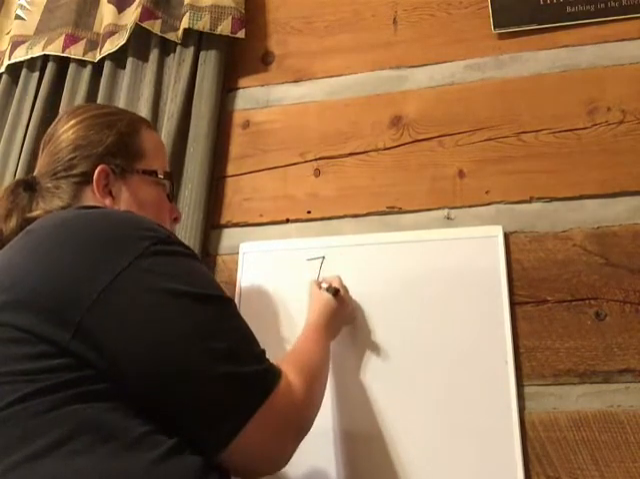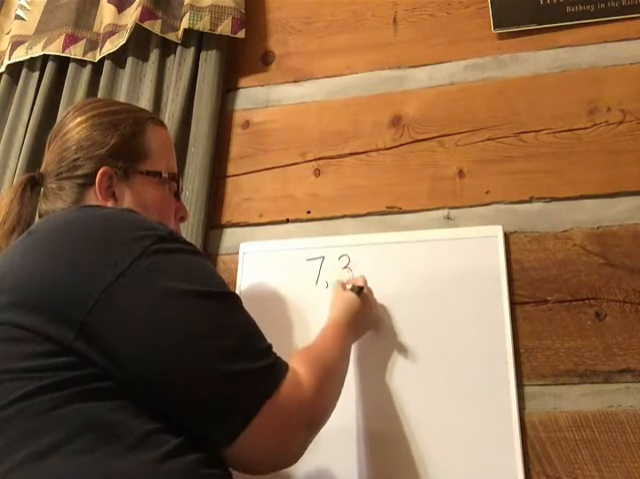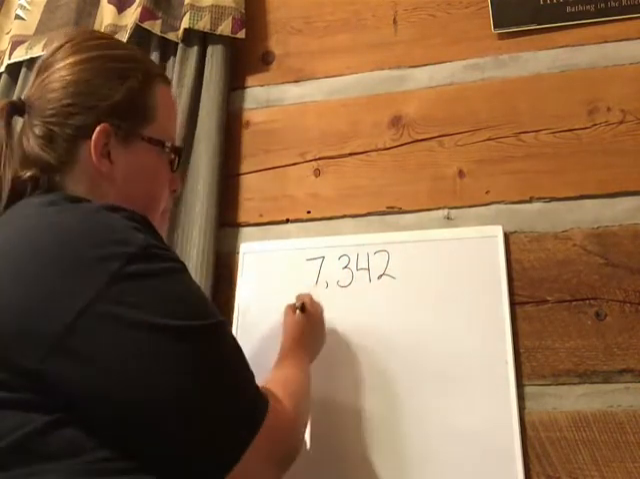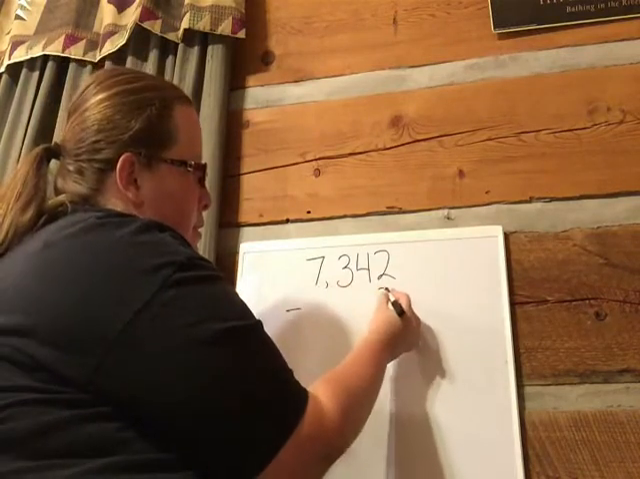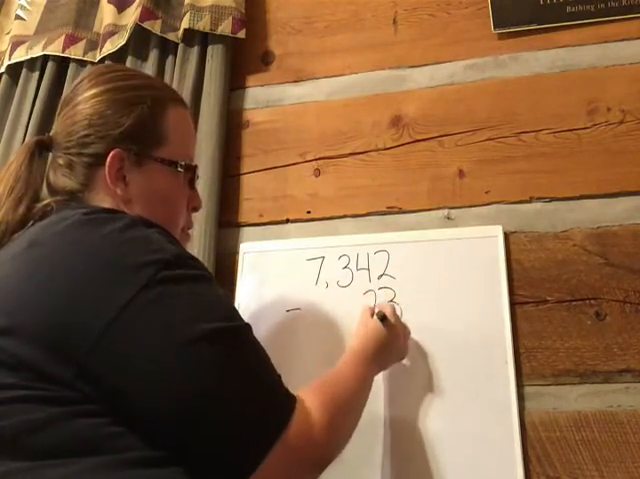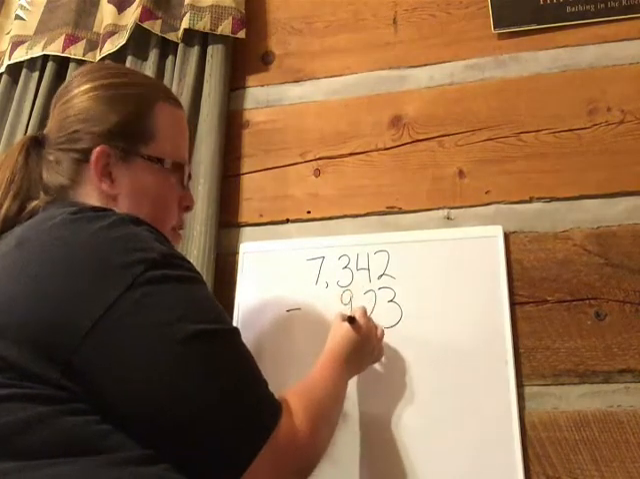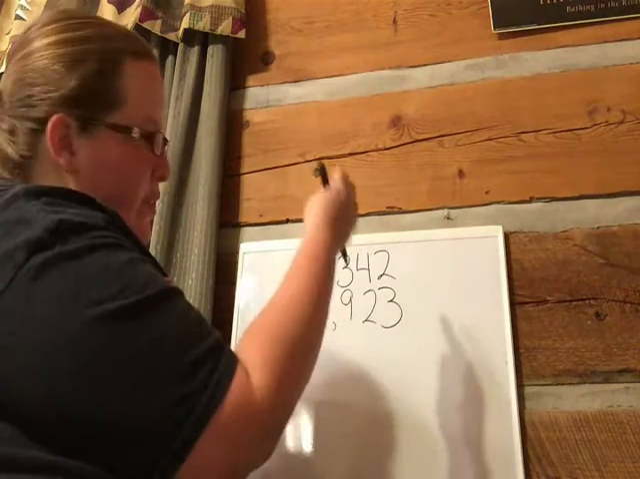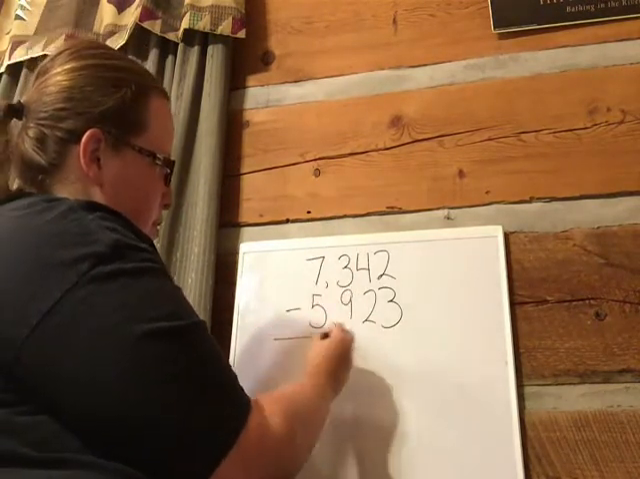Okay, your next example on your paper has 7,342 minus 5,923. Your first step is to line those up. So I'm going to write my first number, 7,342. And I'm going to subtract my second number there. 3, 2, 9, 5. I wrote those backwards just so I could make sure I've lined up all my place values correctly.